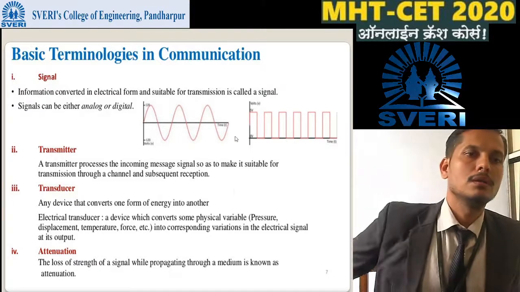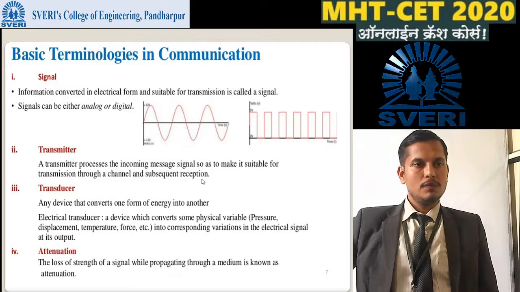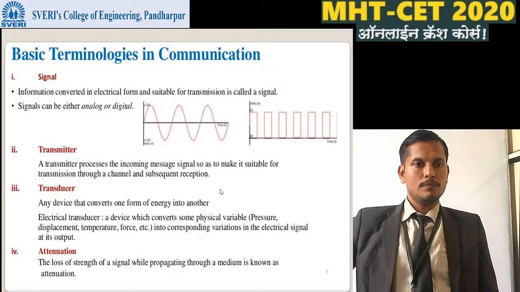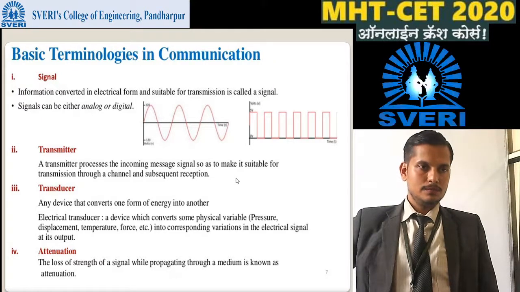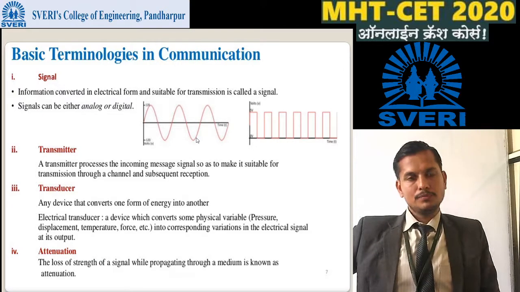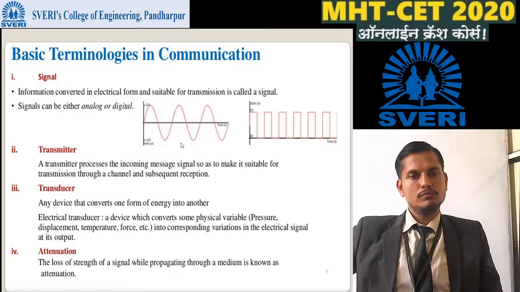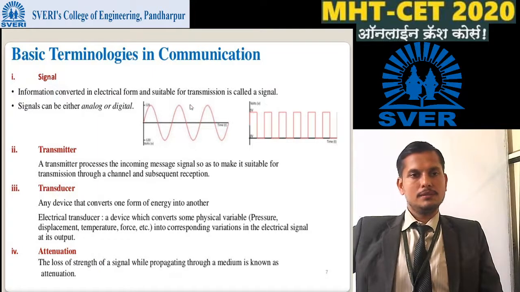So let us check one by one. First is signal. Information converted in electrical form and suitable for transmission is called a signal. So signals can be either analog or digital. So we can have some figures related to these signals. So signal is nothing but the information which is converted in electric form and suitable for transmission, that is called a signal.